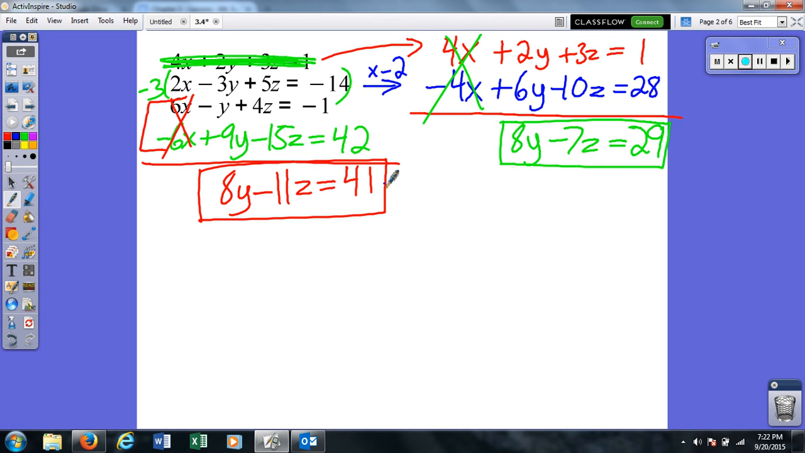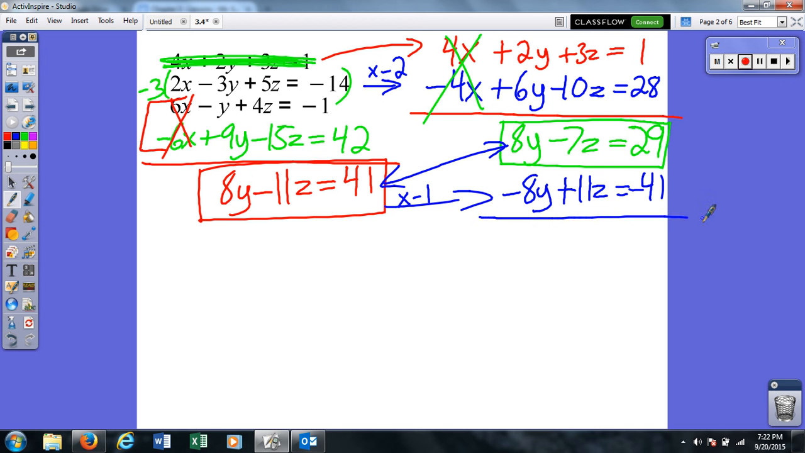Now I can take these two equations here and make a system of two equations. If we look at the y variables, those both have 8y. So I can make one of them negative. Let's take the red one and multiply everything by -1. Bring it over here, so times -1. That'll give me negative 8y, positive 11z, and negative 41. Now I can add those two together. So 29 plus negative 41 is -12.